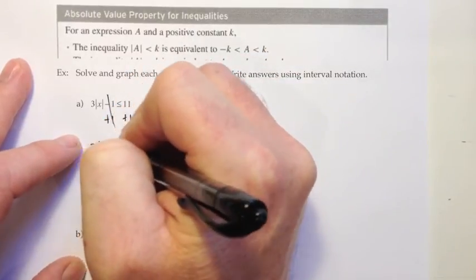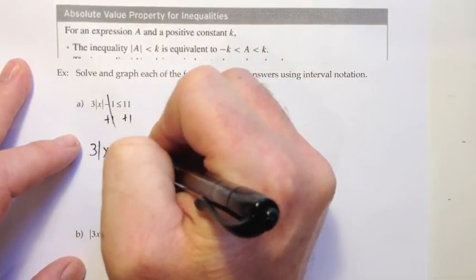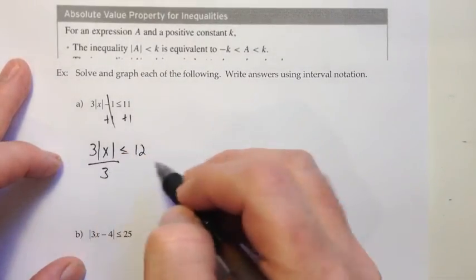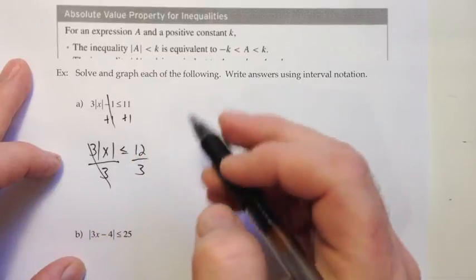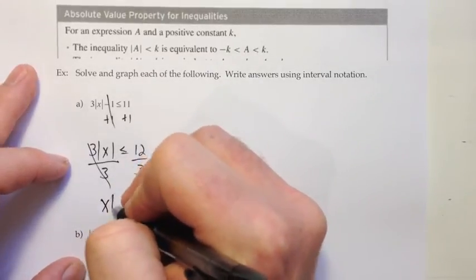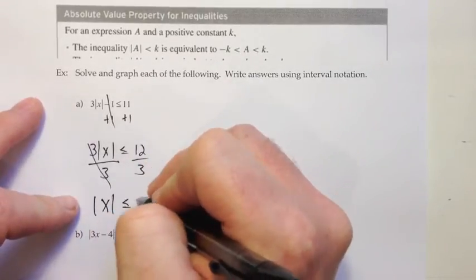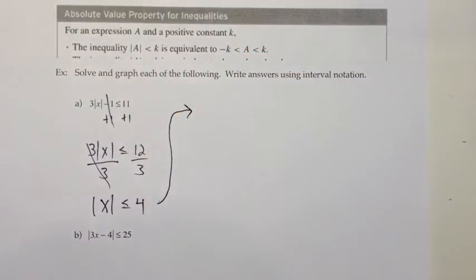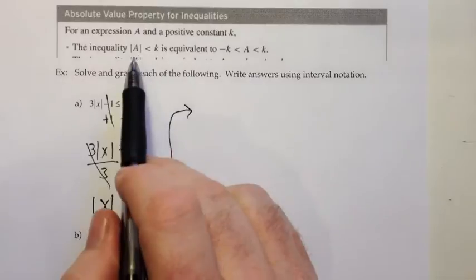I get 3 times the absolute value of x is less than or equal to 12. 3 is connected to the absolute value of x by multiplication, so I would get rid of it by dividing. And that gets me to the absolute value of x is less than or equal to 4. Now that I have that absolute value by itself, I can try and get rid of it, and this shows me how to get rid of it.